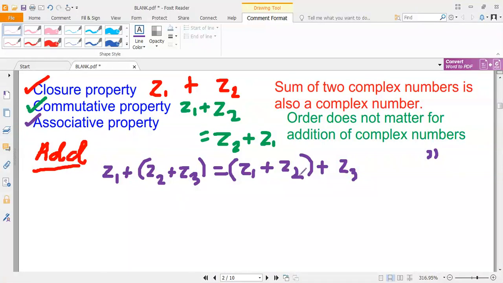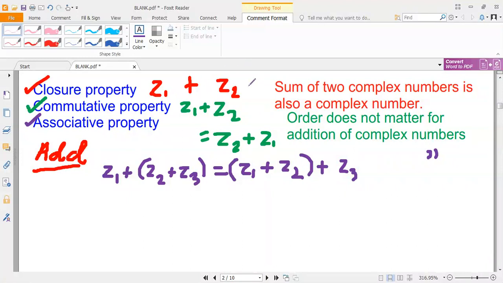Here we are taking Z1 and Z2 first, and then we are taking Z3. So this is not a reversing of order. It's just which complex numbers we take in the first go and which complex numbers we take in the next step. So that's the associative property.